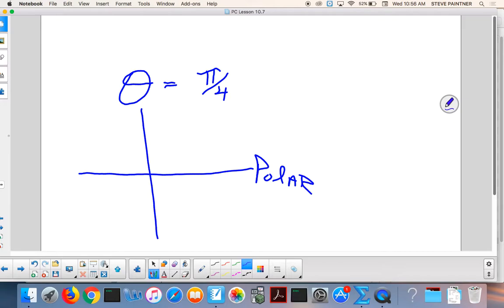So if you said radius 1, where would you go? Pi over 4. If you said radius 2, where would you go? Pi over 4. You just keep going pi over 4, and you get these dots, which forms a line. You can think about it in a polar way and see that it's a line. But when you go to rectangular, you know it's a line because y equals x.